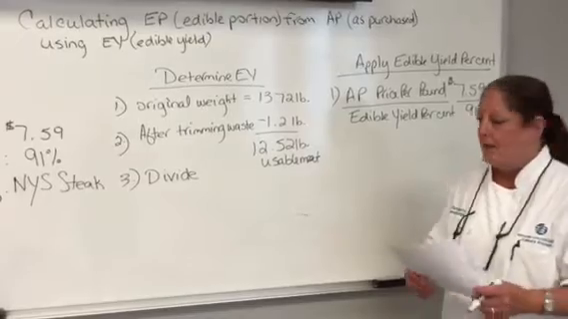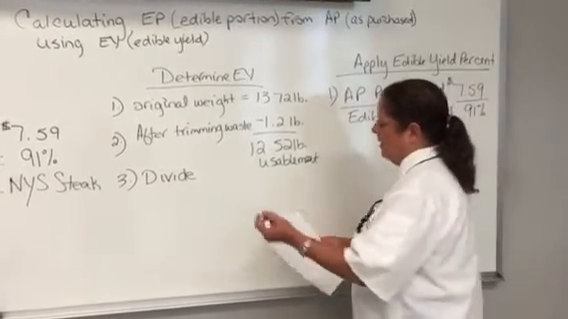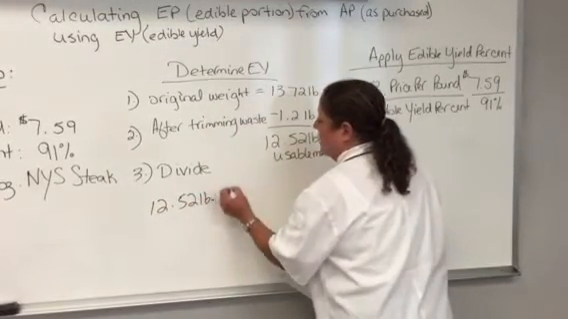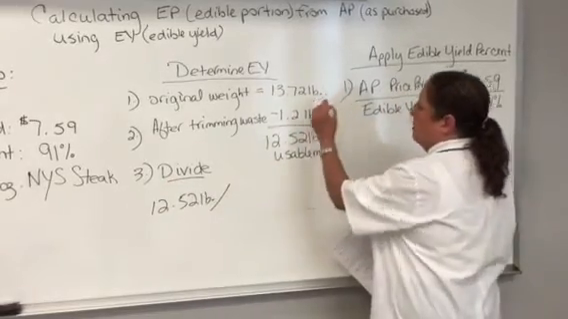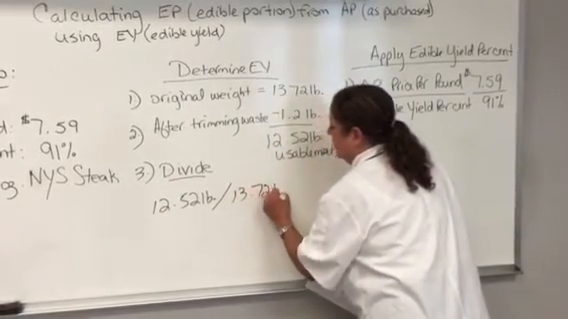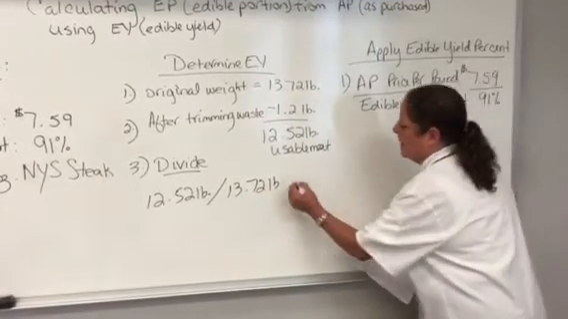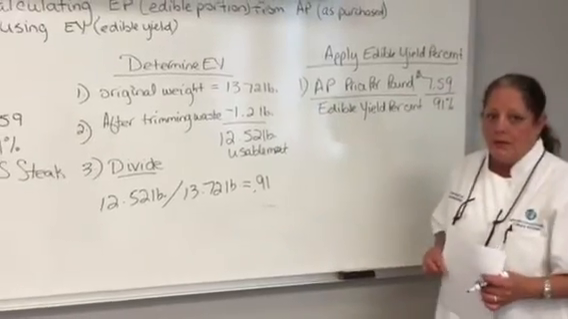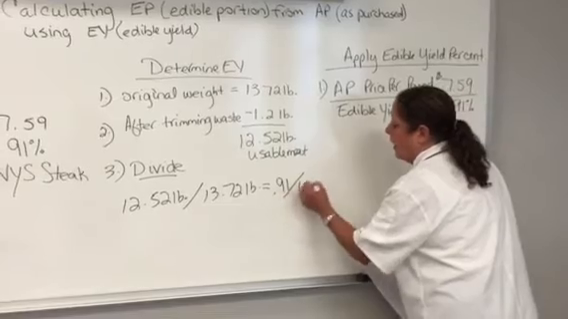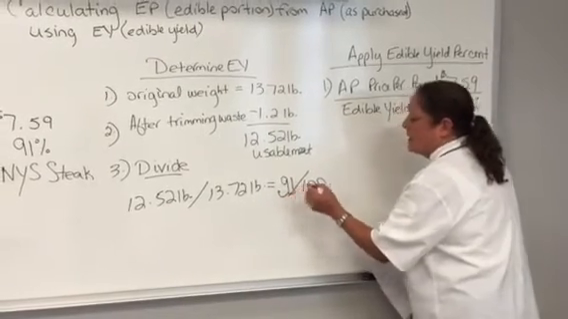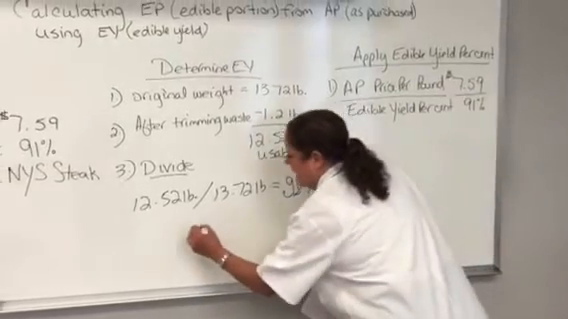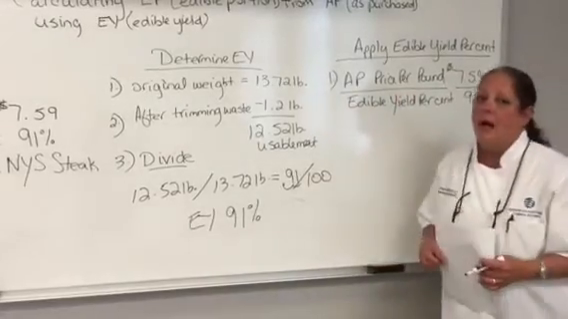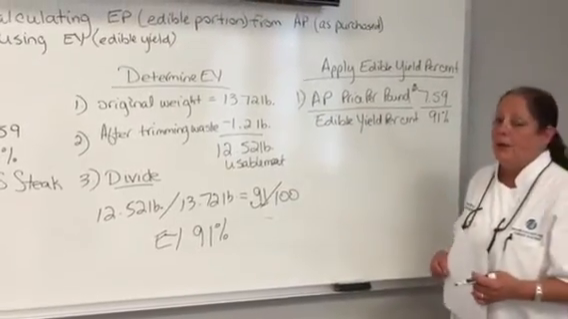Now let's turn that into a percentage. To do that, we're going to take our usable meat of 12.52 pounds and divide it by our original weight of 13.72 pounds. That will give us 0.91. That's 91%. Now to turn a decimal into a percent, you multiply by 100, and that's just a matter of moving the decimal place over to the right 2 places to give us an EY of 91%.